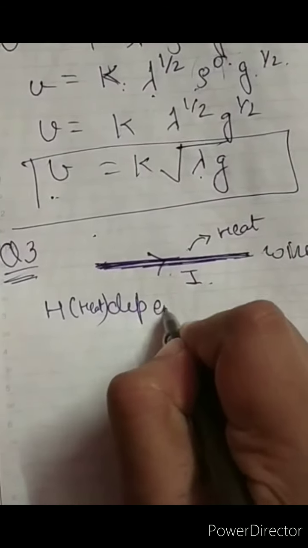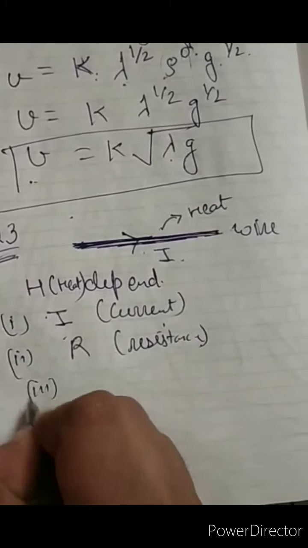Fine. Heat depends on, number 1, which factor? Let's see. Heat depends on current, which is denoted by I. The second one is resistance, R. And the third one is time. Good for us. This information they have given.